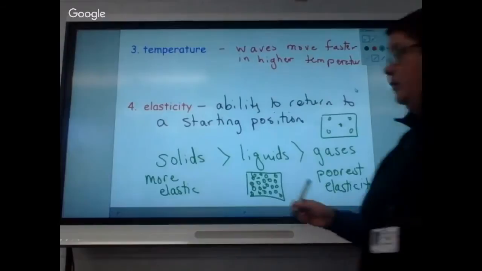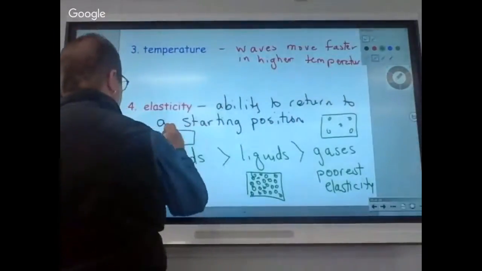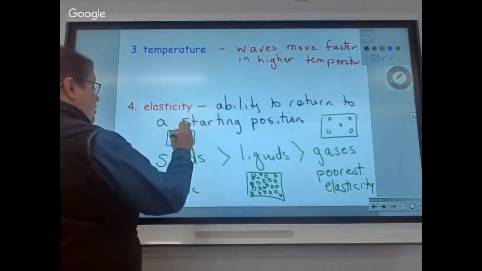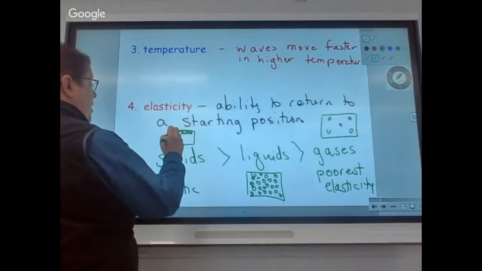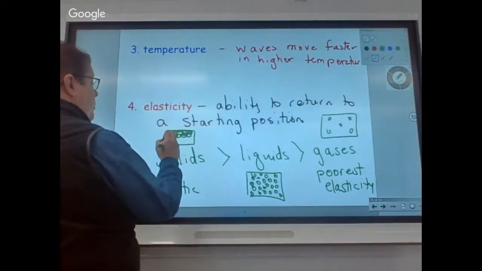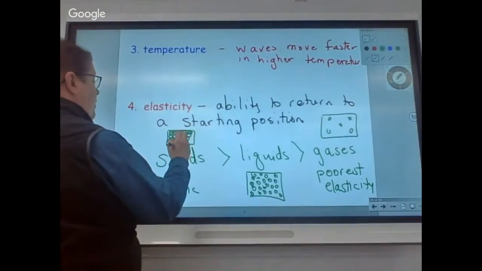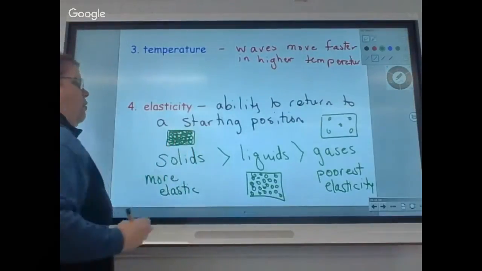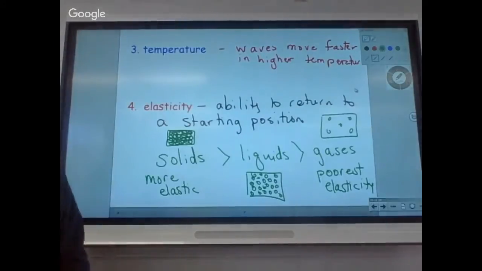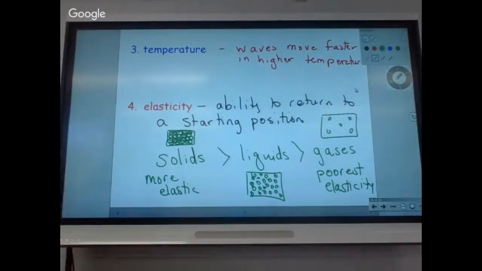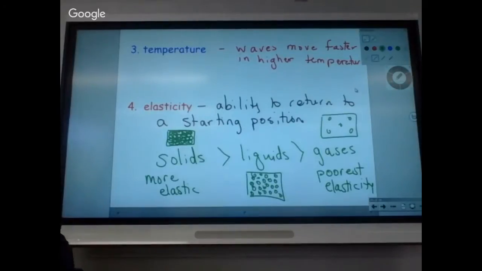But the solid, if you look at their particles, they're in fixed positions. So their particles are the most elastic, because do their particles really move out of place? No, they're already in their positions. So they're going to be the most elastic because they're where they're supposed to be all the time. So sound travels through them very well. Or really any kind of wave. It doesn't have to be sound. It's just one that everybody can relate to.